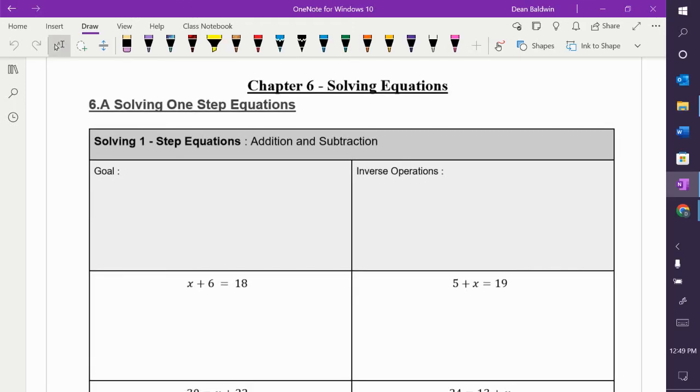Solving equations. This is basically taking polynomials, which in the last chapter were called polynomial expressions. So the difference between an expression and an equation is that an expression looks like this, and an equation looks like this.